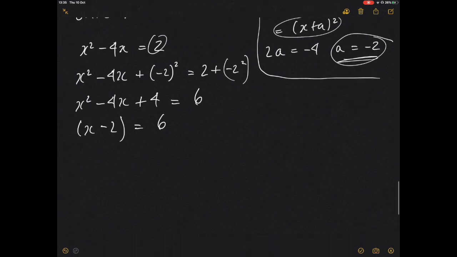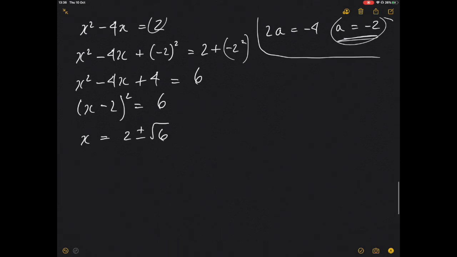We can say that, well, that's going to be x equals 2 plus or minus the square root of 6. So I don't have a calculator with me, so we could leave it in that form. I'd be happy for that as an exam answer. Or you could say, we can check it with a bit of a guess.